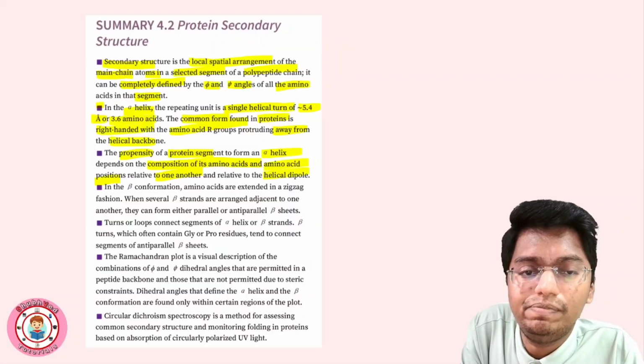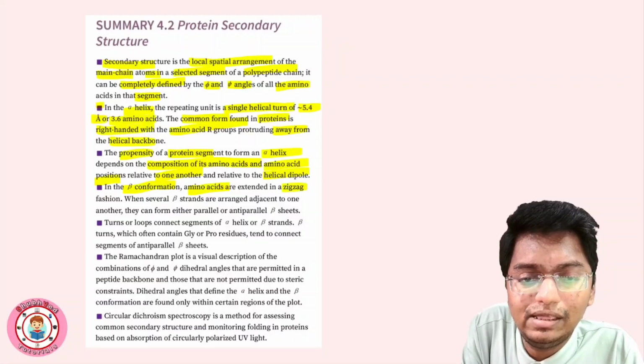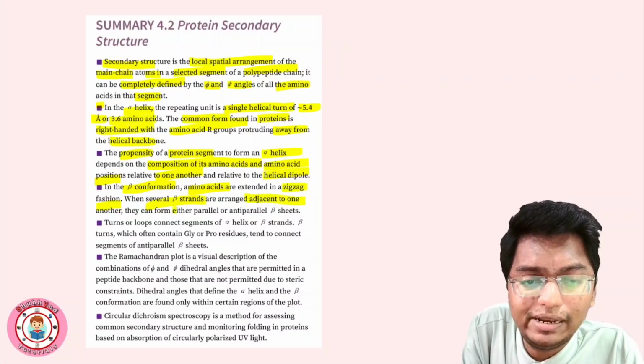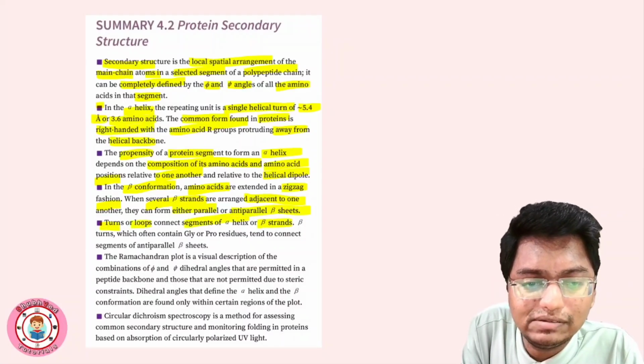Important detail: the common form found in proteins is right-handed, with the amino acid R groups protruding away from the helical backbone. The propensity of a protein segment to form alpha helix depends on the composition of its amino acids, which amino acids they are, and amino acid positions relative to one another, relative to the helical dipole that we saw. In the beta conformation, amino acids are extended in a zigzag fashion. Okay, sheet arrangement. When several beta strands are arranged adjacent to one another, they can form either parallel or anti-parallel beta sheets. Turns or loops connect segments of alpha helix or beta strands.